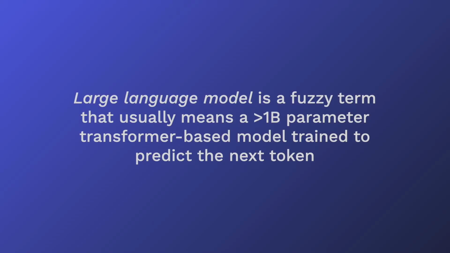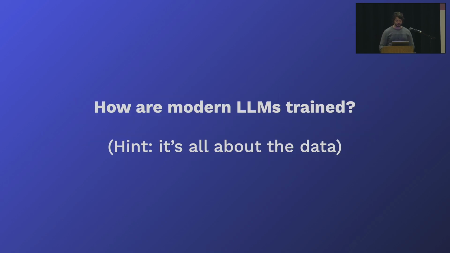All right, so let's talk a little bit about large language models. Large language model is a fuzzy term, and a lot of researchers kind of hate the term. But when I say large language model, usually what I mean is a transformer-based model that has at least 1 billion parameters, so all of the matrices in that neural network together number more than 1 billion. And the task it's trained on is to take a sentence or a paragraph of text, and predict the next token, the next word or the next character in that sequence.